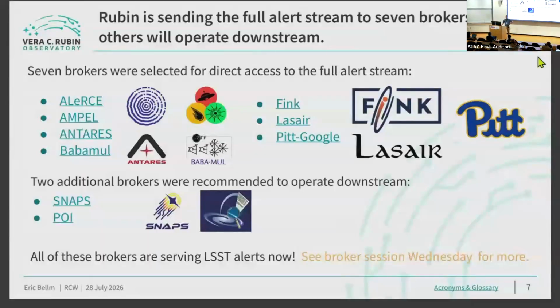So we are sending the alerts to 7 brokers directly that were selected through a process several years back. And there are also a couple of downstream brokers that receive the data through one of the initial 7. If you're interested in what these brokers are doing with the Rubin data they're receiving, I encourage you to attend the broker session tomorrow where they're all presenting. But I think the headline here is that everyone is receiving data and publishing it again. And so this is already an active and rich ecosystem.